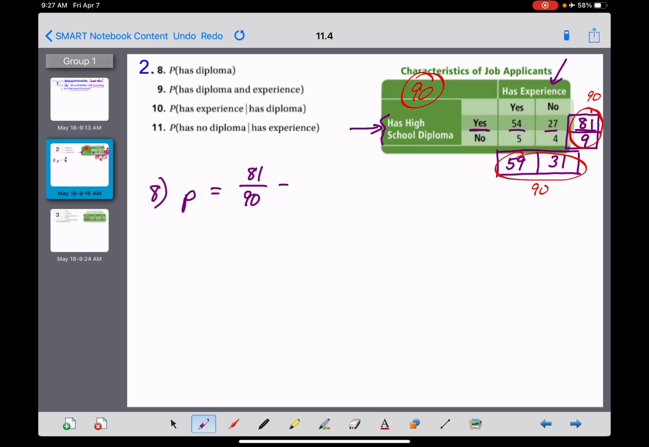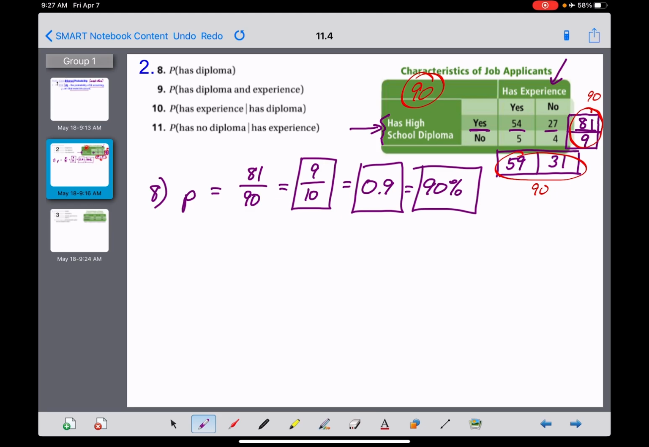And of course, we'd simplify that. We could divide out a 9 and get 9 out of 10. I would quit right there and say that's good enough. You, of course, could make that a decimal, 0.9, or you could make that a percentage, 90%. So any one of those three forms of the answer would be fine. But again, I like to make my life easy, not hard, guys. I would have stopped right here at the fraction and been done with it.